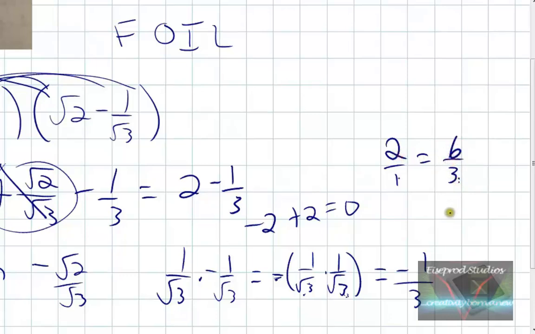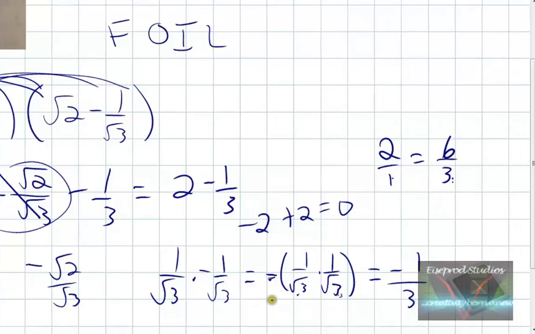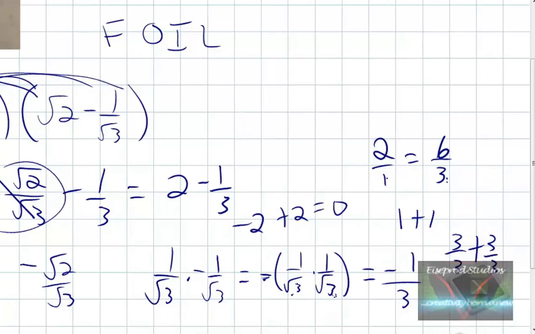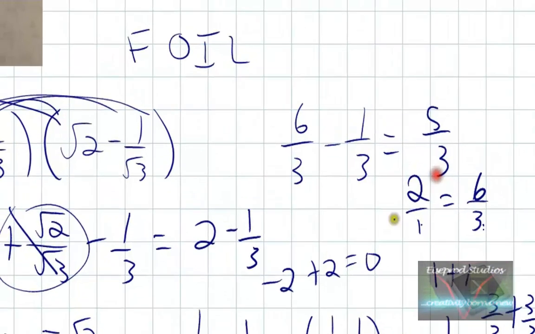is 6. And then another way you could think about it is, well, the number 1 means we have a whole. If we have another 1, that would give us 2, so we have 2 wholes. If we're thinking in terms of thirds, then that would be 3/3 plus 3/3, which is 6/3. Okay, so the point is we have 6/3, and we're going to subtract 1/3. So what do we get? We get 5/3.